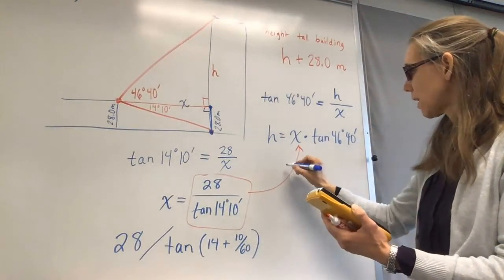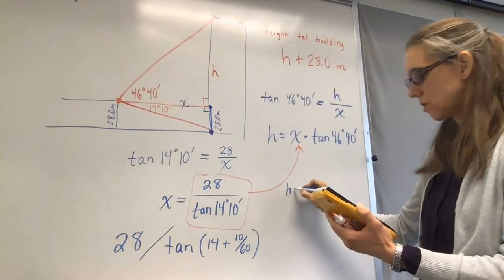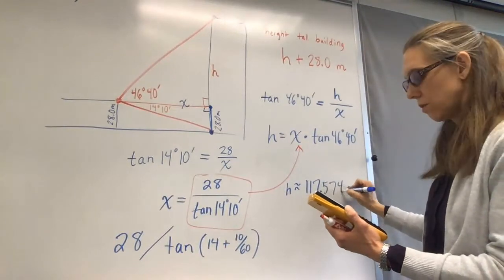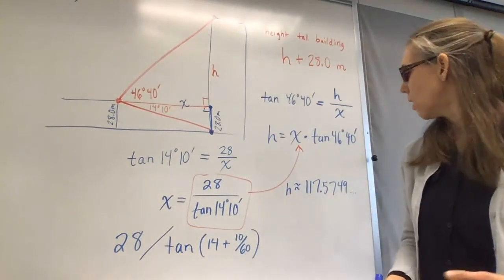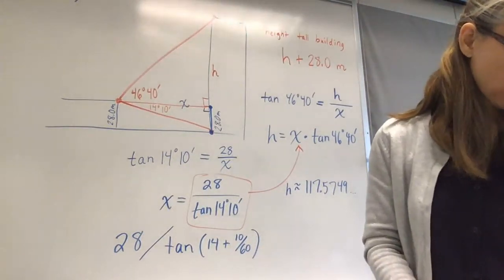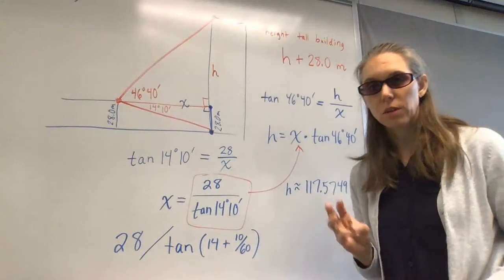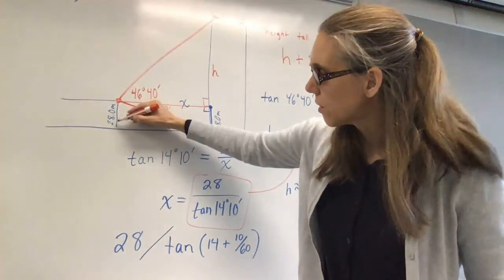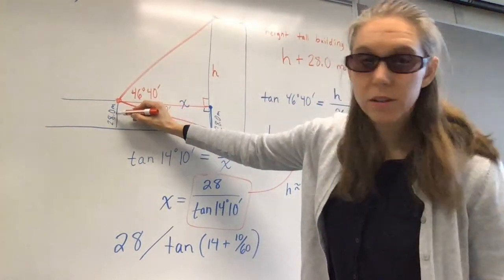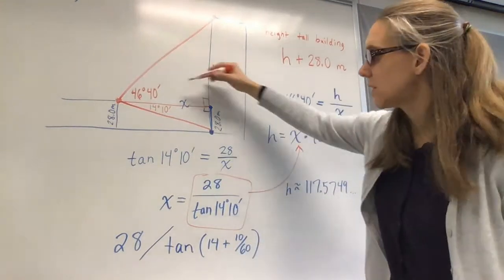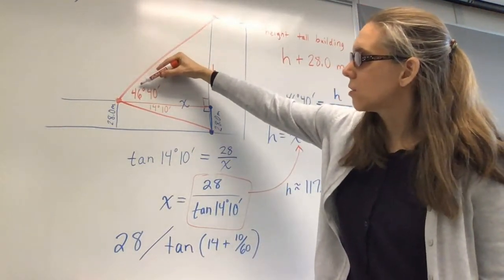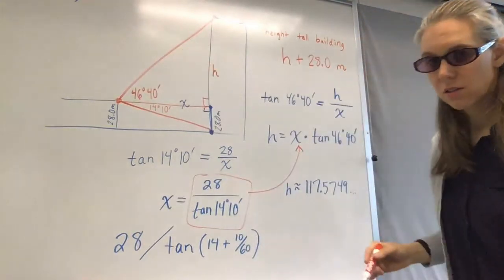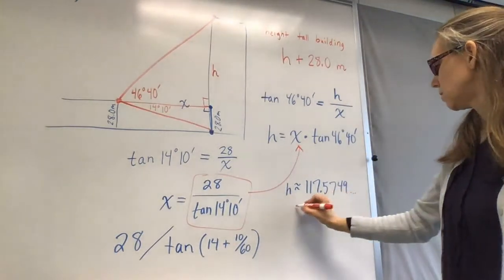Okay, and when I do that, I get that h is approximately 117.5749... What would we need to round to in a problem like this? We would have 3 significant digits. The reason we have 3 significant digits is that we see 3 significant digits here with 28.0. We also have 3 significant digits given to us by the degrees having 2 digits, and then the minutes having 1 significant digit.